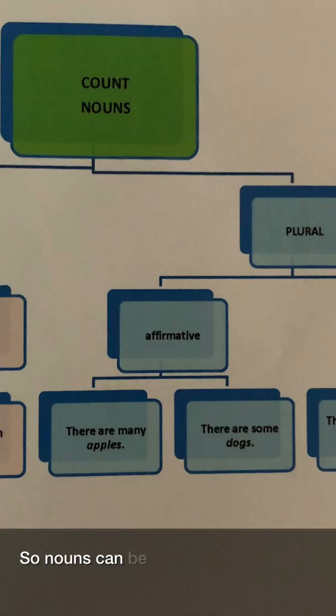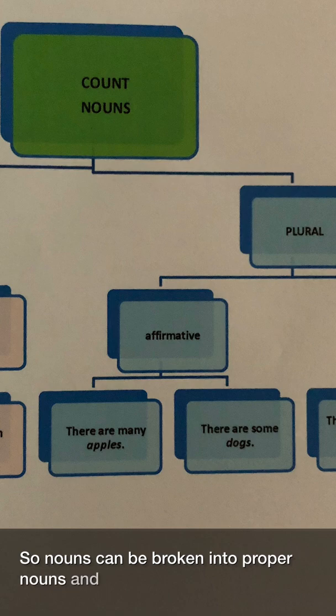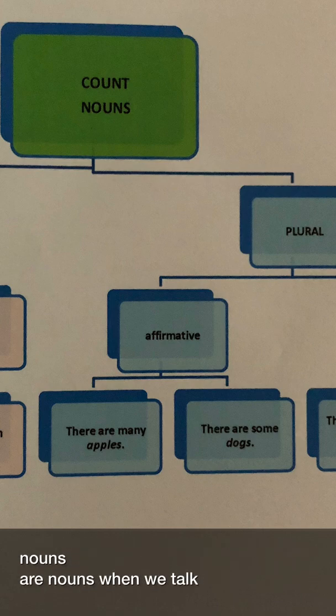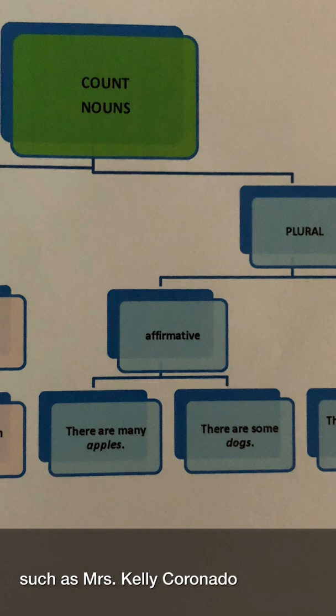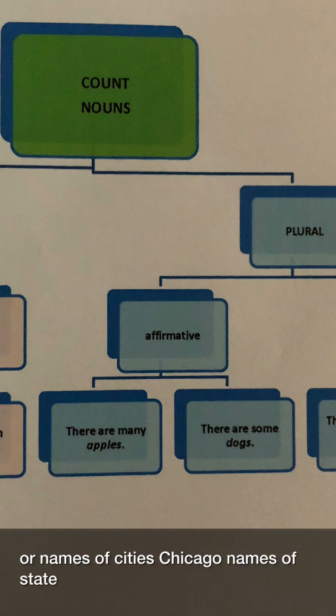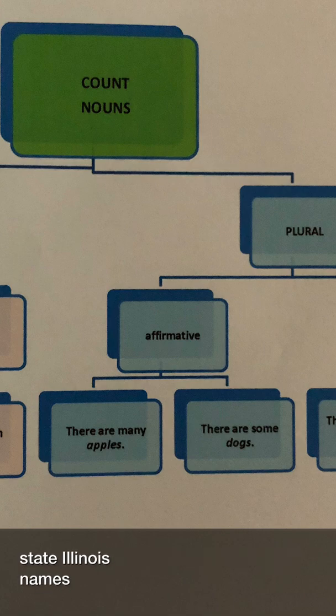So nouns can be broken into proper nouns and common nouns. Proper nouns are nouns when we talk about proper names, such as Mrs. Kelly Coronado, or names of cities, Chicago, names of states, Illinois, names of countries. And then common nouns are everything else. So people, places, things, and animals.